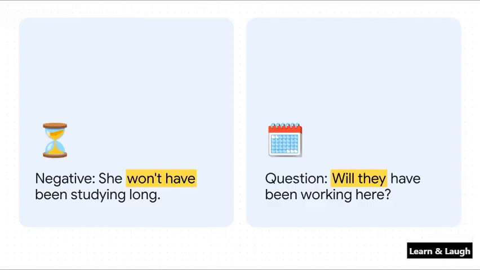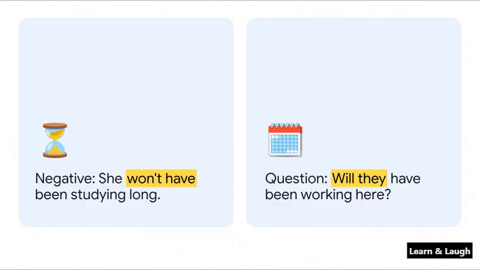And for our very final structural shifts of the lesson, the negative just inserts not as usual. She will not have been studying for long. And the question? It pulls will right forward. Will they have been working here for 5 years by next June? One final quiz for you. Ask a question about you wait for 2 hours by 5 p.m. Will you have been waiting?